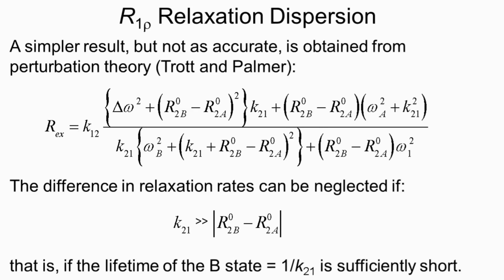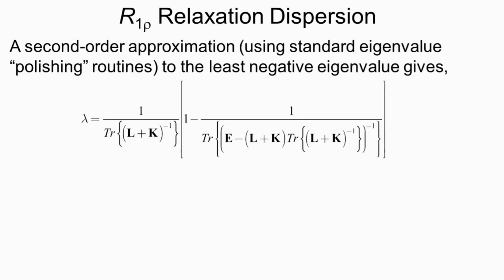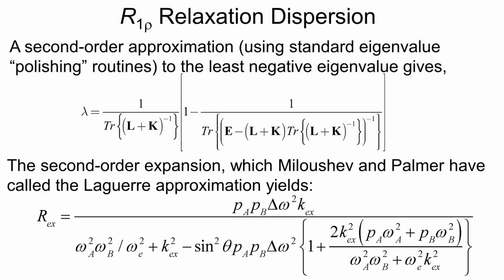Okay, with that said, that simple trace expression is a first order result. There are standard ways of polishing eigenvalues. So if one just goes to the literature and looks up a standard way of improving an eigenvalue, and we do one cycle of one of these standard algorithms, we can get an expression for a second order approximation to the eigenvalue. And again, if we go to Mathematica and plug numbers in, we then get an expression for the second order approximation to R1 rho chemical exchange for two states.